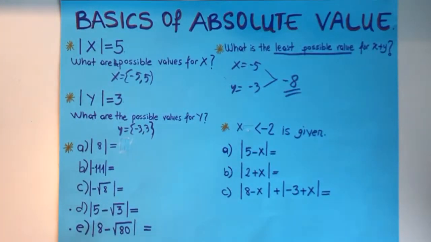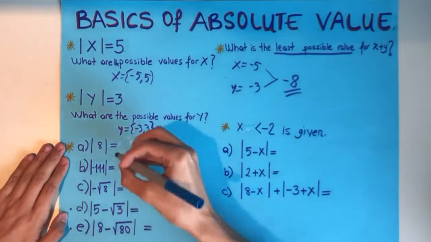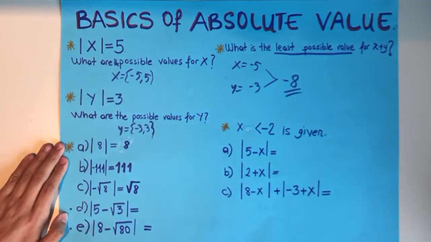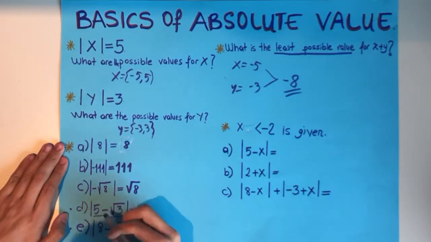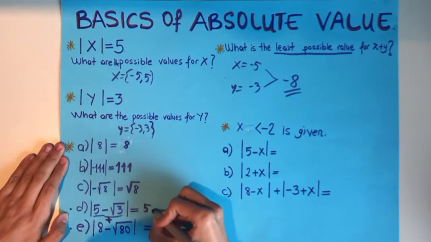In the fourth question, we must do the examples. So let's begin with the first example. It asks us the absolute value of 8, which is 8. For D and E, we must know a rule to solve these examples. The rule is, if the sum of the numbers inside the absolute value sign is positive, we write the numbers directly the same. So 5 minus root 3. The answer will be positive. So we write it directly the same.